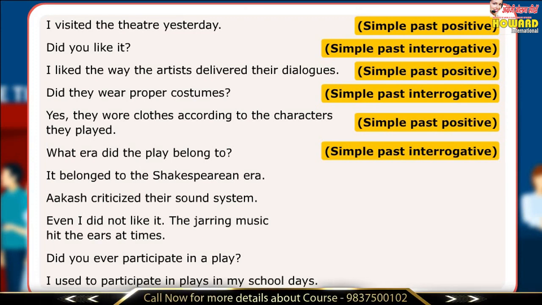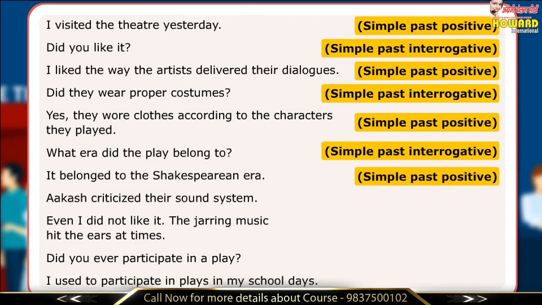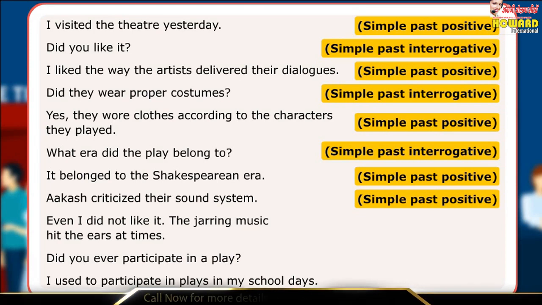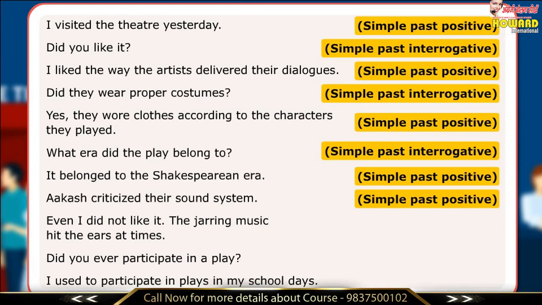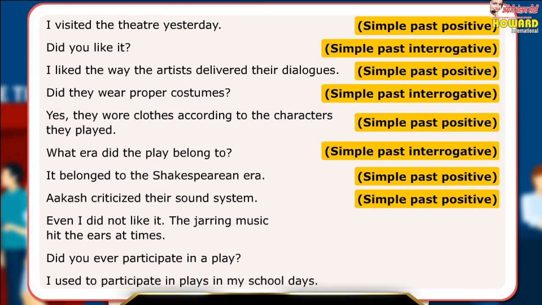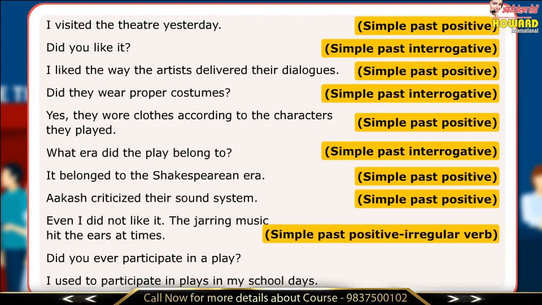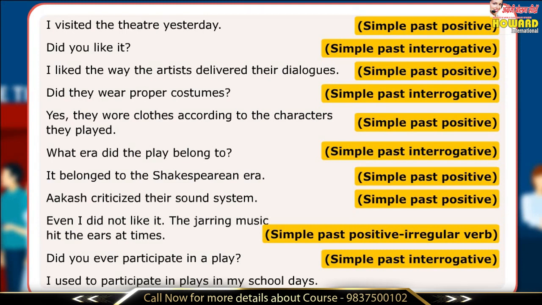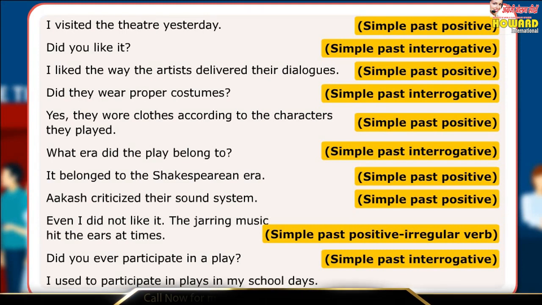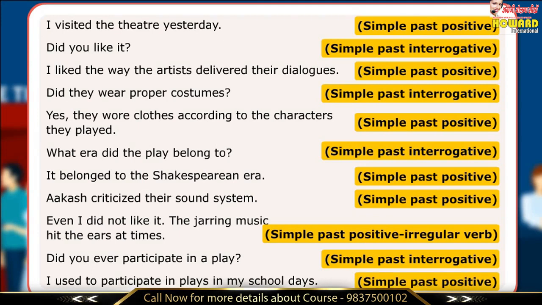It belonged to the Shakespearean era. Simple past positive. Akash criticized their sound system. Simple past positive. Even I did not like it. The jarring music hit the ears at times. Simple past positive, irregular verb. Did you ever participate in a play? Simple past interrogative. I used to participate in plays in my school days. Simple past positive.